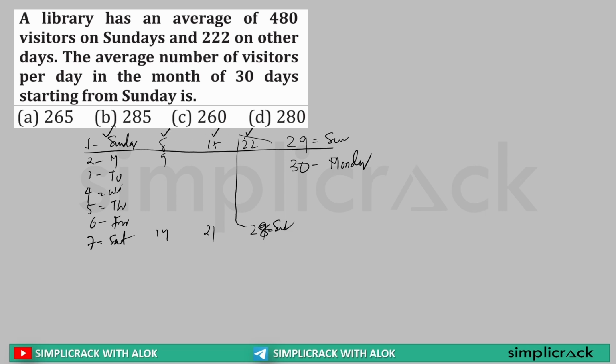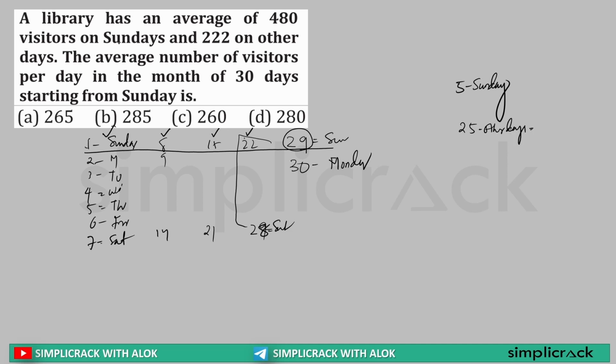So how many Sundays first? 4 Sundays plus 1 Sunday. How many Sundays? Sir, 5 Sundays are there in this month. Now apart from 5, how many days are left? Sir, 30 minus 5, that is 25 other days. Yes or no? Now understand.